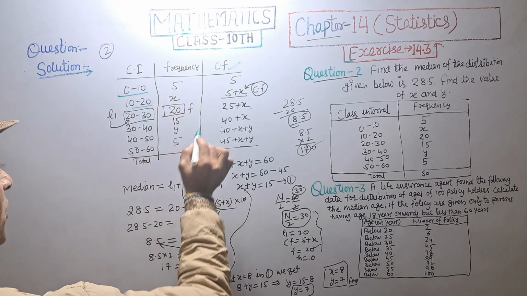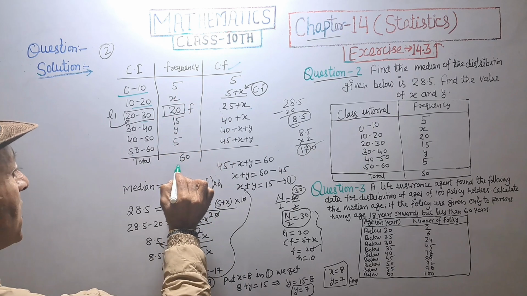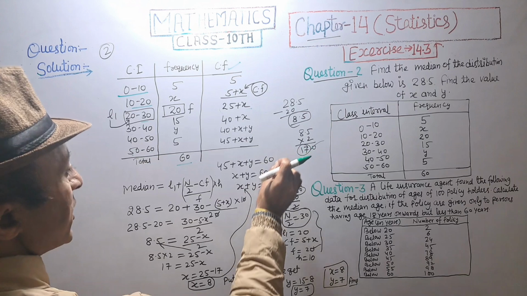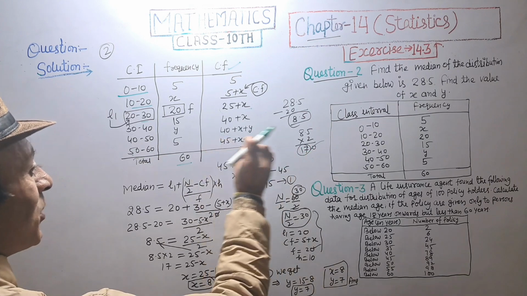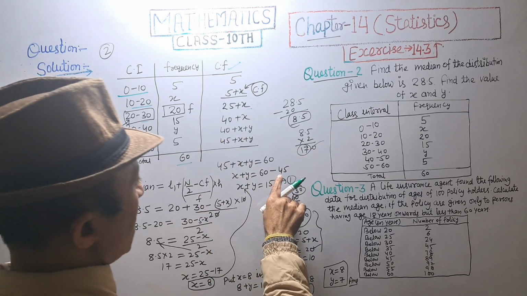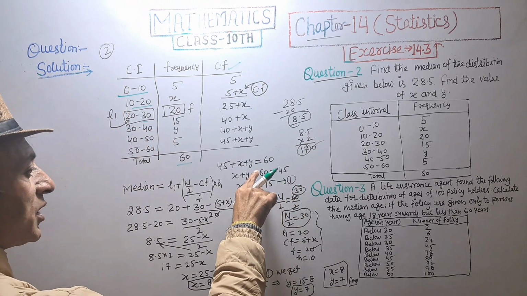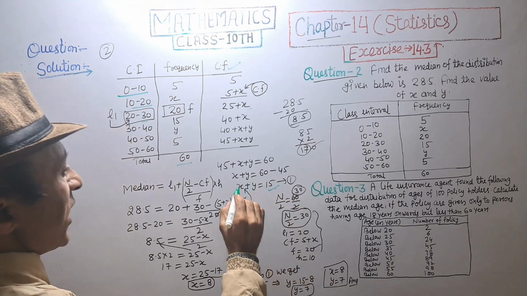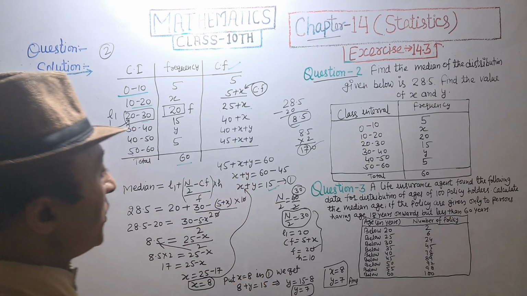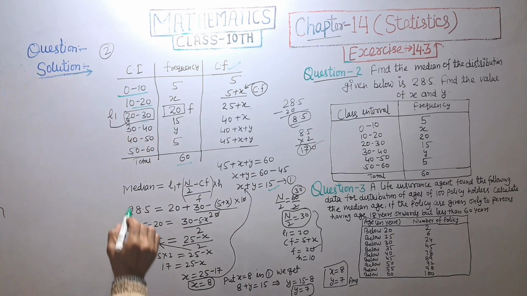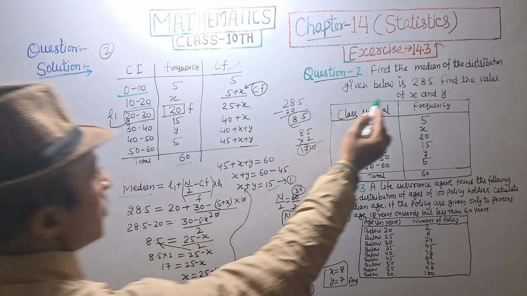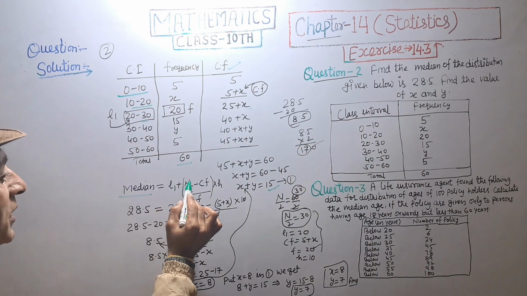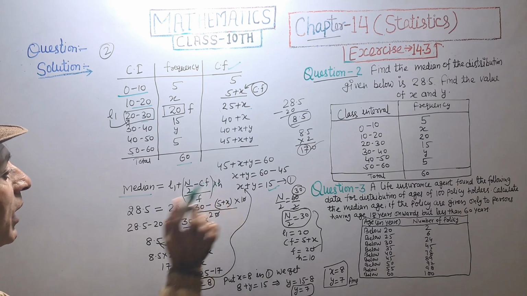But the total frequency sum is equal to 60. So 45 plus x plus y is equal to 60, meaning x plus y is equal to 60 minus 45. 60 minus 45 is 15. It gives equation first, x plus y is equal to 15. And given median is equal to 28.5. So median is equal to L1 plus N/2 minus CF upon f into h.